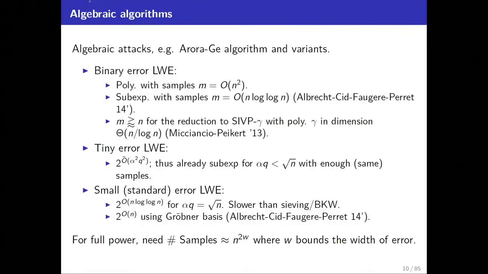Just a very quick summary of algebraic attacks for the LWE problem, where I mentioned it follows from the Arora-Ge algorithm. It's particularly useful for the LWE problem where the error is really, really small. For example, for the binary error LWE problem, the running time is already polynomial as long as the number of samples given is more than quadratic. So that's the current state of the art. And as soon as the number of samples is slightly restricted to be smaller than quadratic, we still have a substantial algorithm. This is by the Gröbner basis algorithm of these authors.